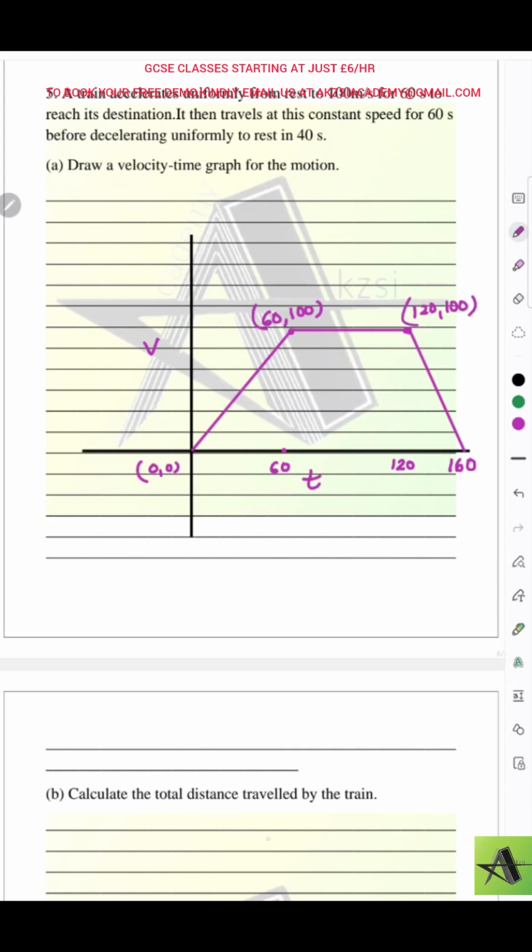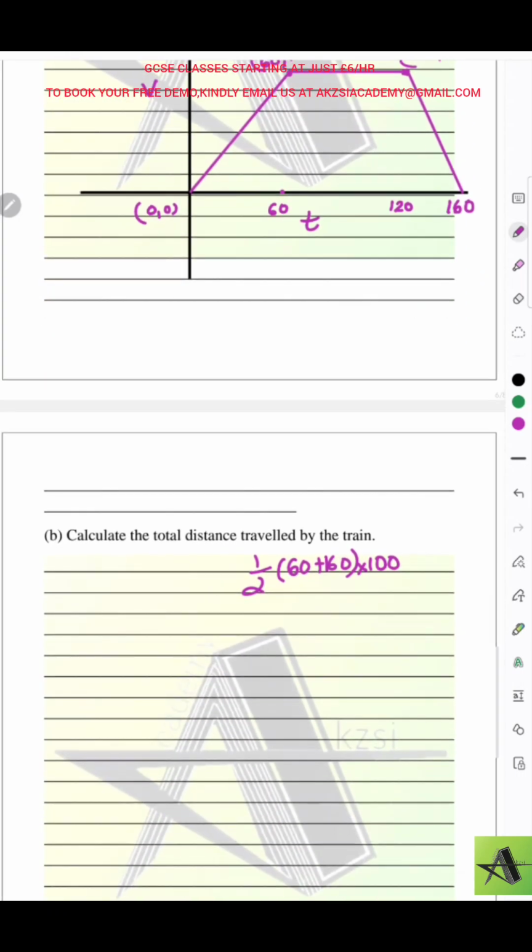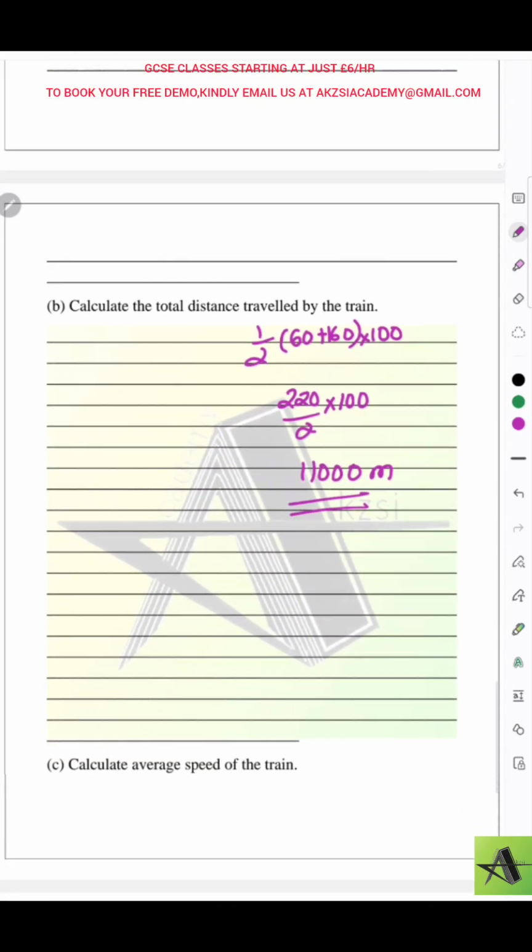We have to find the area of this trapezium, so half times the sum of the parallel sides. This distance is 60 and this whole distance is 160, so 60 plus 160 times the height, which is 100 in this case. 160 plus 60 is 220. So 220 by 2 is 110, times 100, which is 11000 meters, or 11 kilometers. That's the answer.